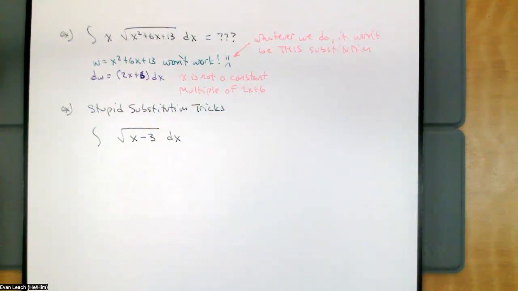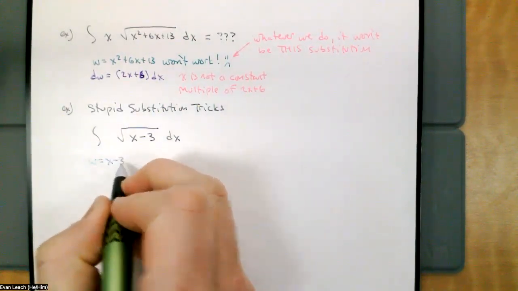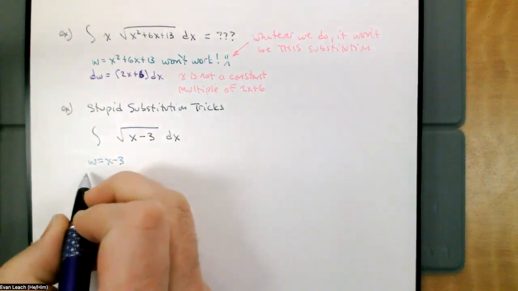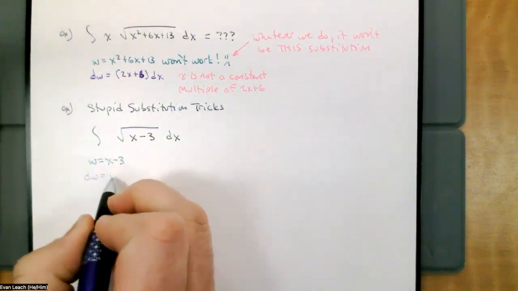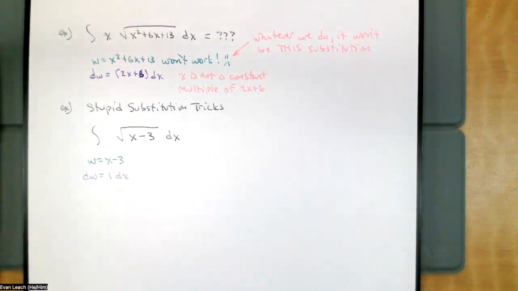But since every example has been square root of W, you're kind of primed to be like, oh, well, I'm going to make W equal x minus 3. If W is x minus 3, what is dW? Just 1. Cool. Do we have that? Yeah. All we need is a constant and a dx. We've got a constant and a dx.